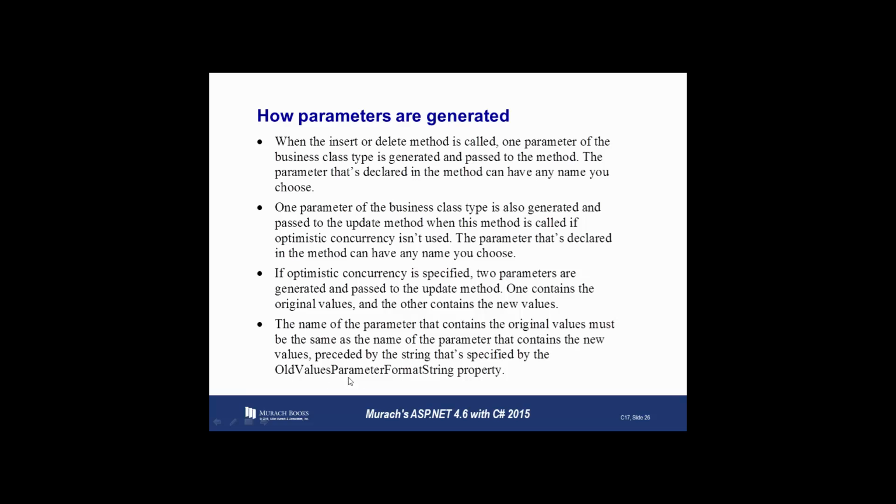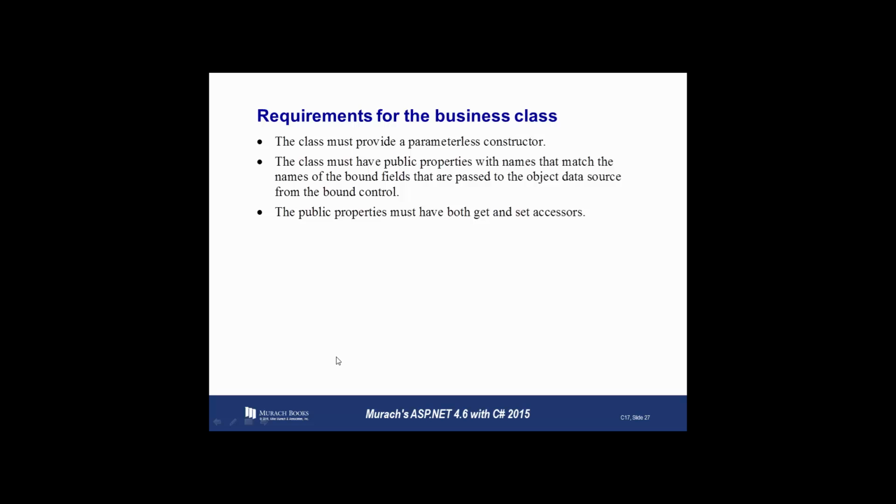There is a property called old values parameter format string. Okay, that's a long name there. We're going to have to use that property to determine the original value of your data, right? Because if we're using optimistic concurrency, that matters. Okay, and so we will definitely use that property in our example.